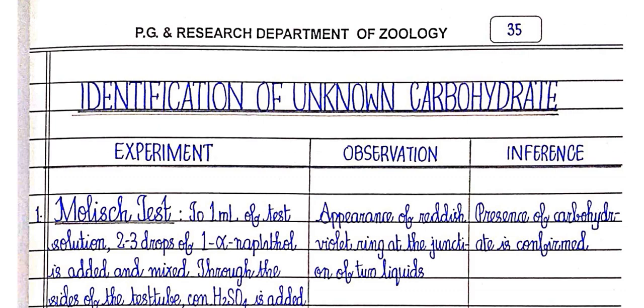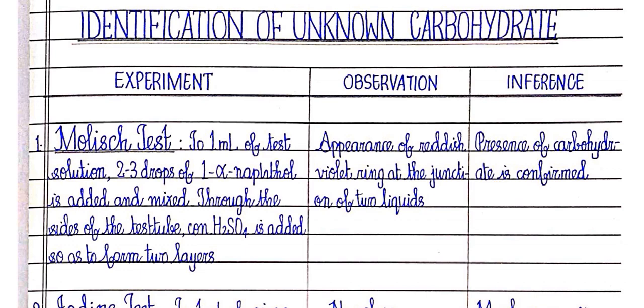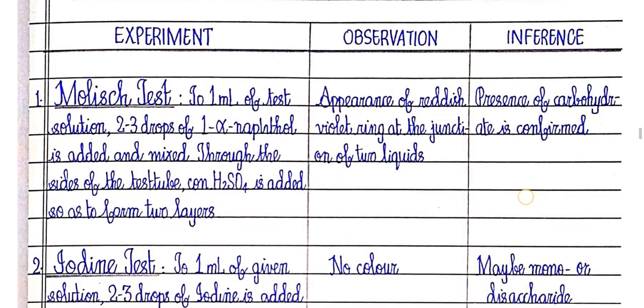Next, identification of unknown carbohydrate. First step, Molisch test. To 1 ml of test solution, 2 to 3 drops of alpha naphthol is added and mixed. Concentrated H2SO4 is added along the sides of the test tube so as to form 2 layers. An appearance of a reddish violet ring at the junction of these 2 liquids confirms the presence of carbohydrate.